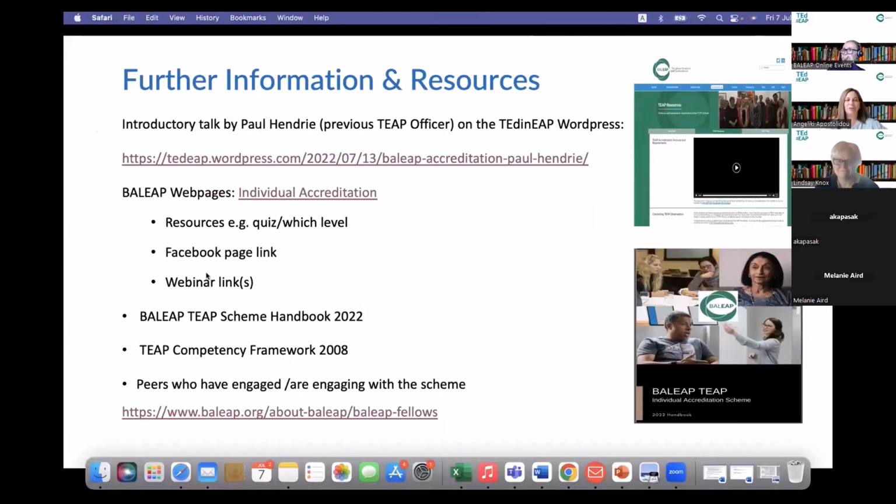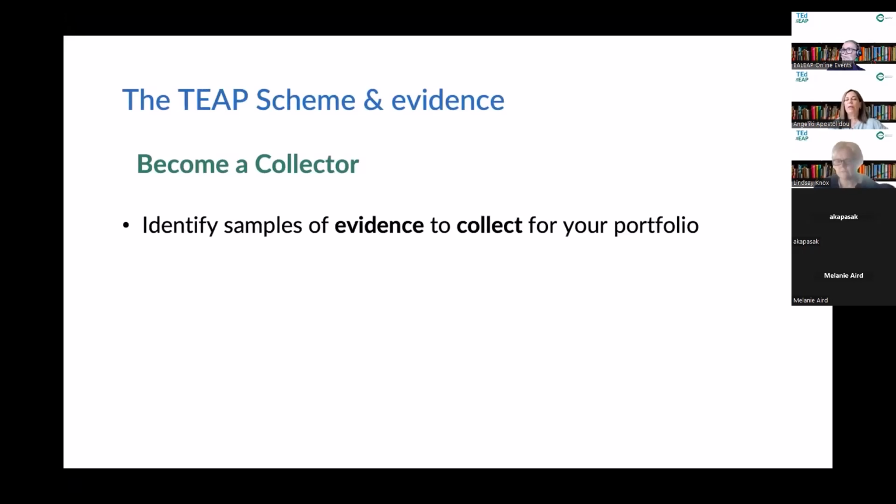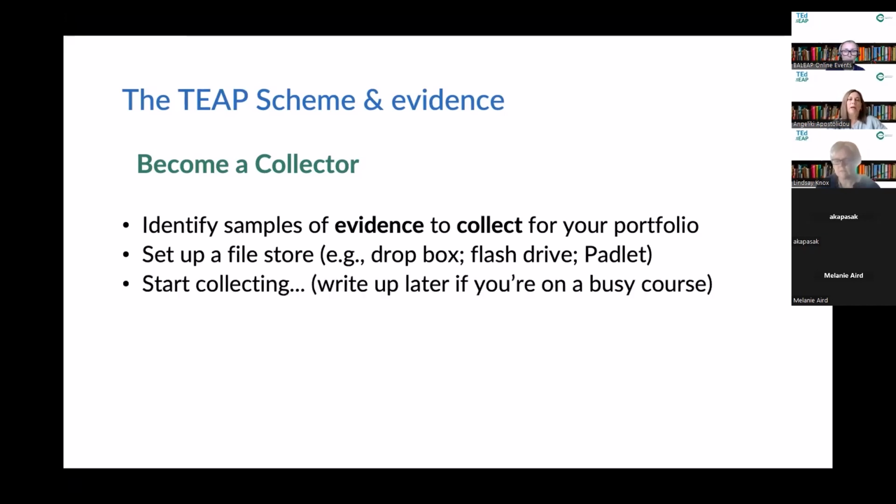Lots of people decide to go for it. Now, what you need to do is to start collecting the evidence. That's the important thing. So you need to become a collector. You can collect different kinds of evidence and keep them or save them for your portfolio. You can save them in a flash drive, Dropbox, or a Padlet. And you can start collecting now. And, you know, when you feel you have enough evidence, you can start writing up your RAP.